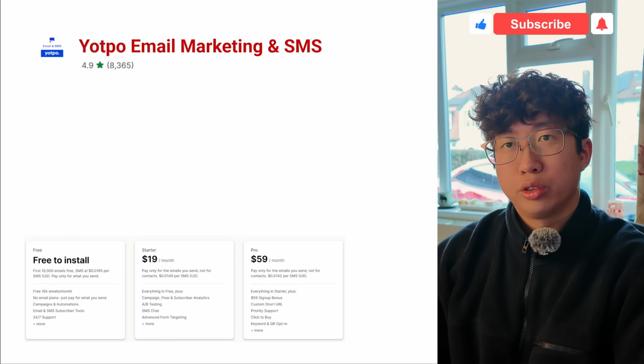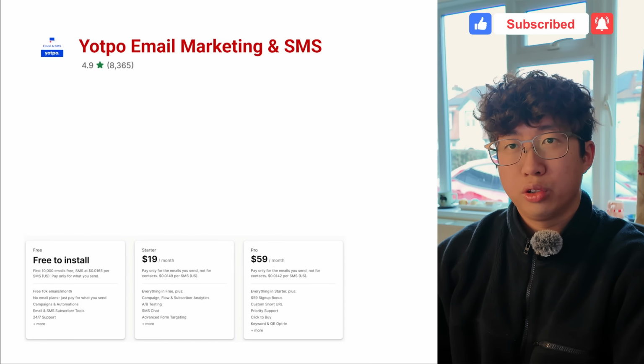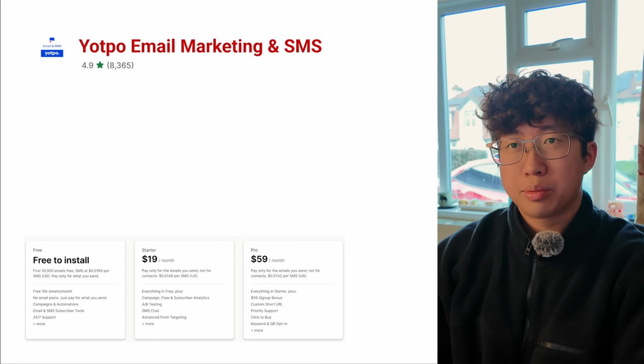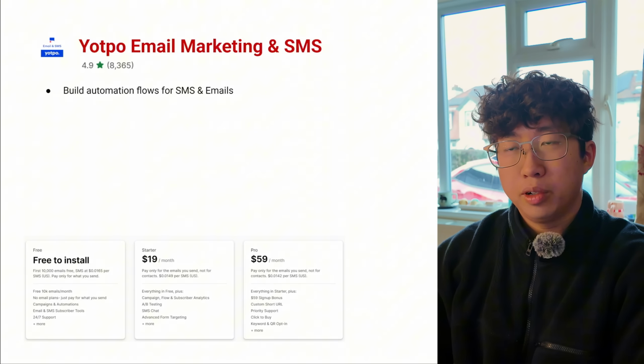And so the next app we're going to talk about is Yotpo Email Marketing and SMS. You want to make sure you download this app and not the other one they have, because they have a bunch of apps. So make sure email marketing and SMS. And this basically helps you build automation flows for SMS and also emails, but I mainly use it for SMS.